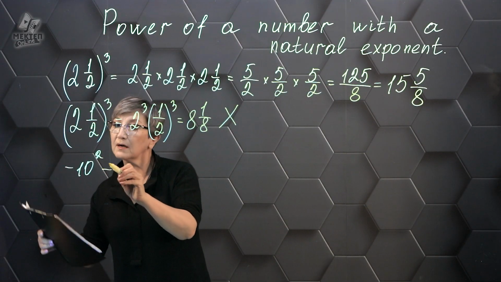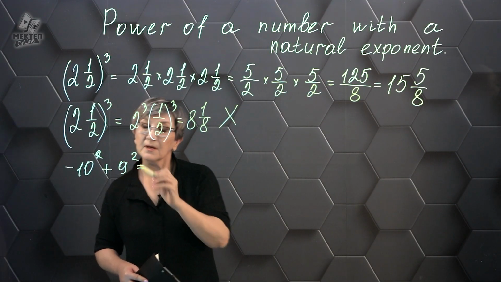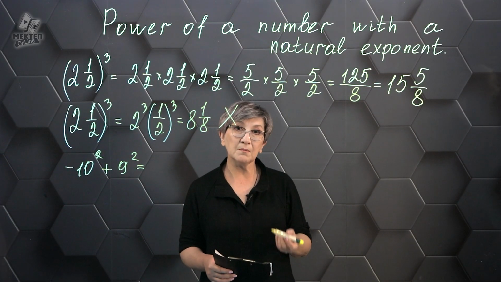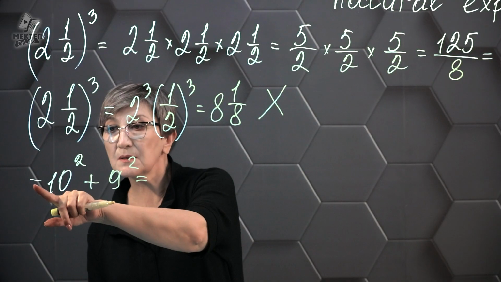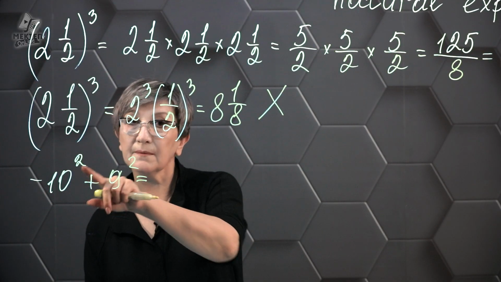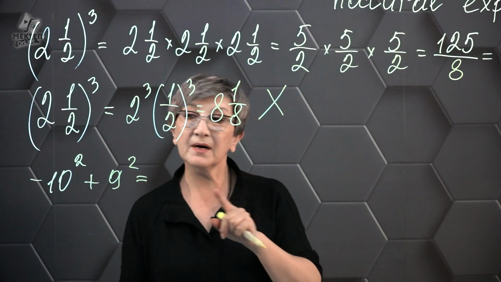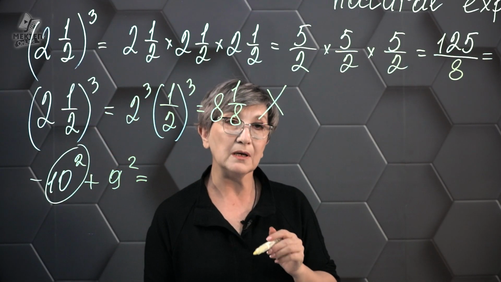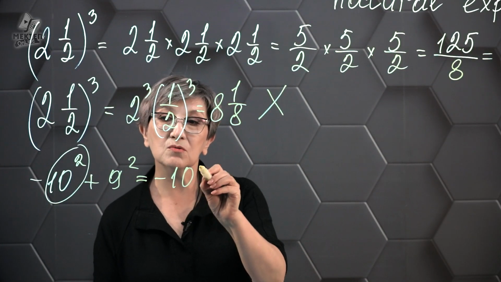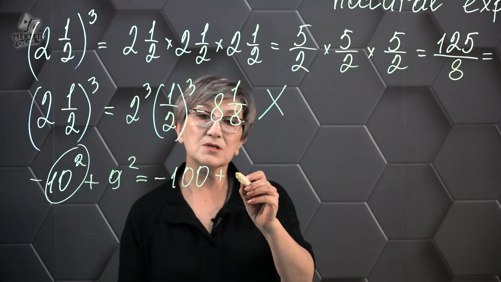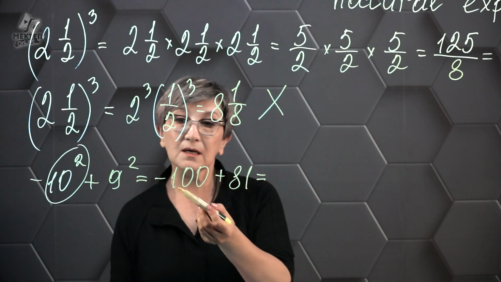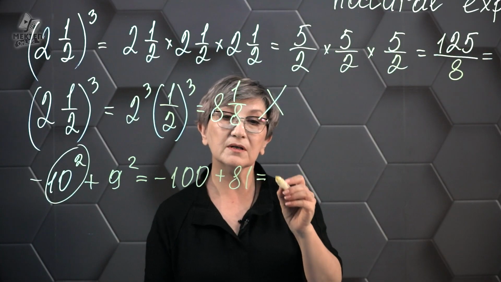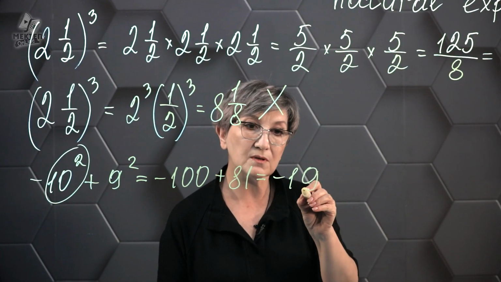-10 to the power of 2 plus 9 to the power of 2. We need to calculate the value of this expression. To do this, we perform arithmetic operations. We've got -10 to the power of 2. But notice that we only need to raise the number 10 to a power of 2. And then the answer is -100. And 9 to the second degree is 81. When we add the numbers -100 and 81, we get the number -19 in the answer.